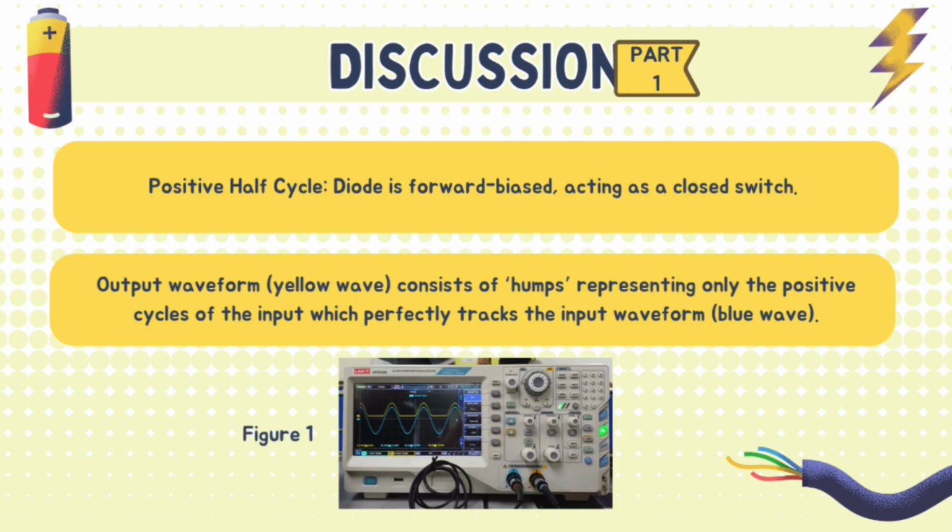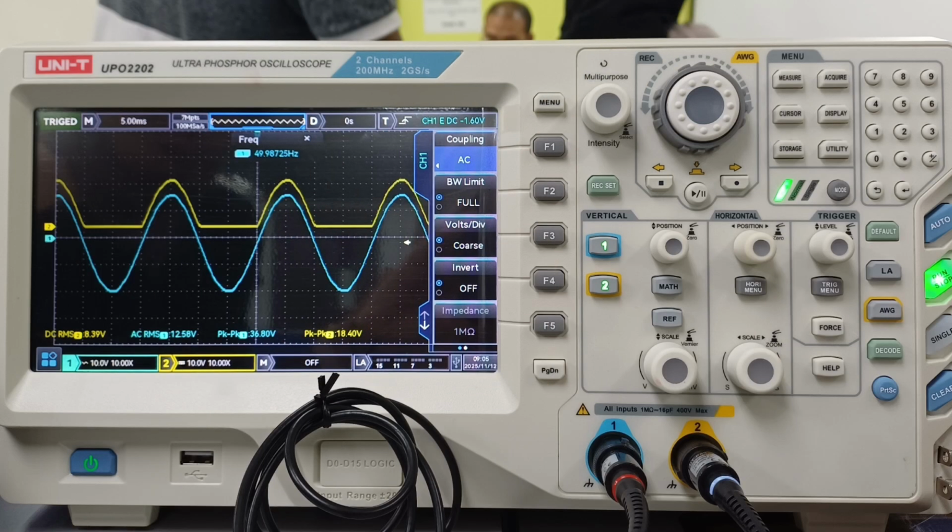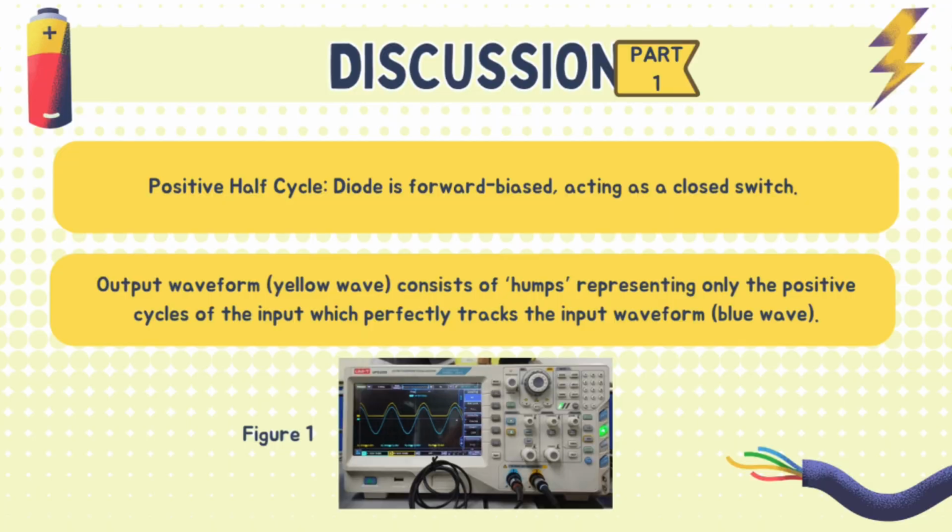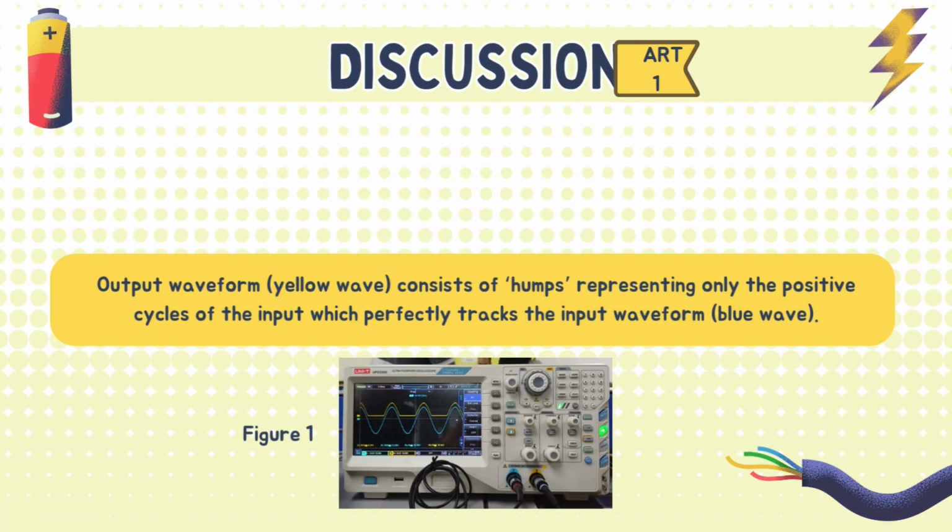As figure part 1 shows, the output waveform, or the yellow wave, consists of humps representing only the positive cycle of the input, which perfectly tracks the blue wave, which is the input waveform. However, the output peak-to-peak voltage is approximately 18.4 volts, which is slightly lower than the input peak-to-peak voltage of 36.8 volts, mostly due to the diode's internal voltage drop, which is typically 0.7 volts for silicon.